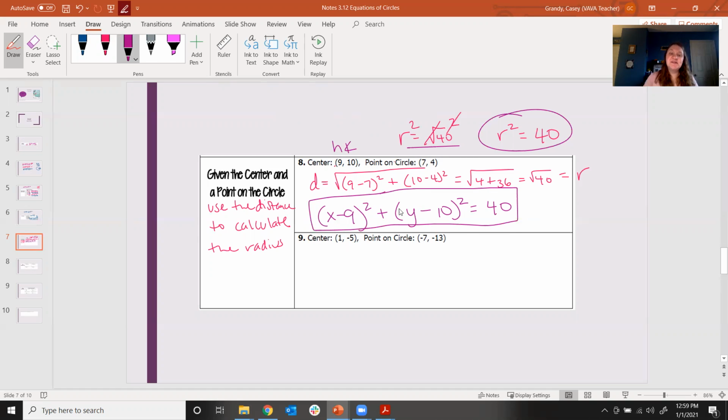Okay, so I'm going to use the distance formula to calculate my radius, which will help me find my radius squared, which will help me plug everything I need into the equation of a circle.